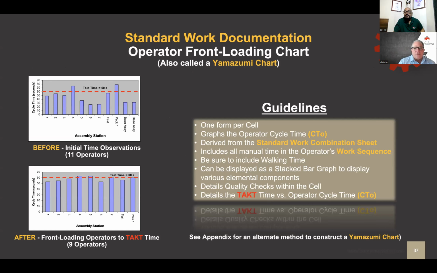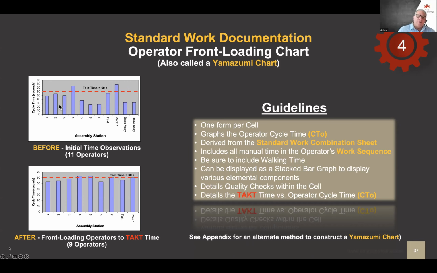Okay, the front loading chart. Now, this is an interesting one because as I go through and take all the times on my initial cell, and I've got all these operators here, you can see all their varying cycle times, which are all over the place as it relates to the takt time of 60 seconds. But I go back and I do some Kaizen and I redistribute this work. And you can see everybody now is within the context of takt time.